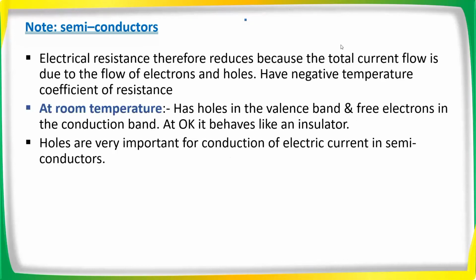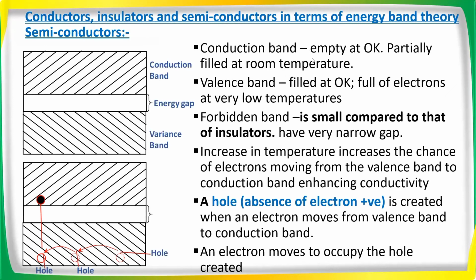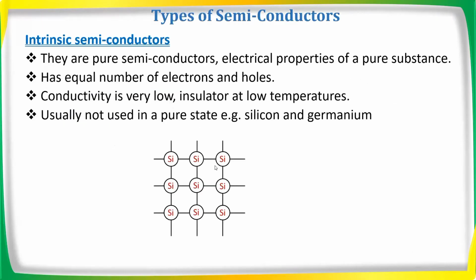Because if you look at this, we said if one electron moves up here, we create one hole. Then the electron moves from here to here, so we still have one hole. So 1 electron, 1 hole, 10 electrons, 10 holes. That is as far as a pure semiconductor is concerned. We have an equal number of electrons and equal number of holes.